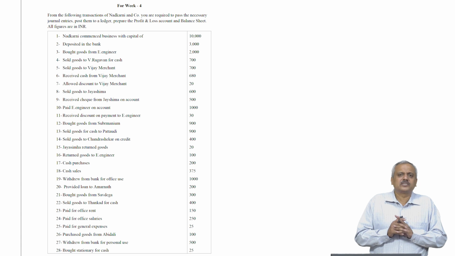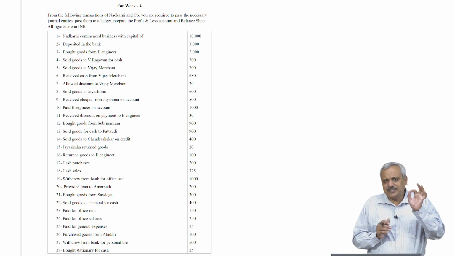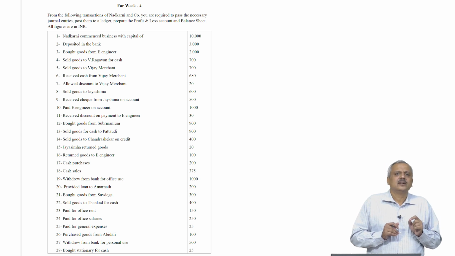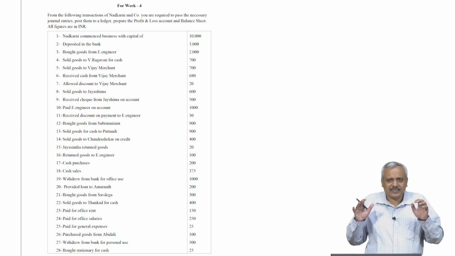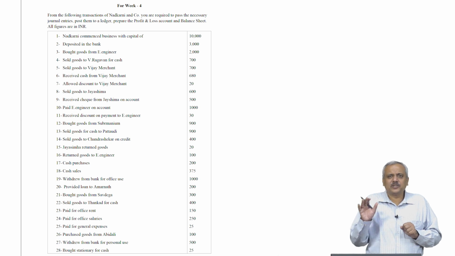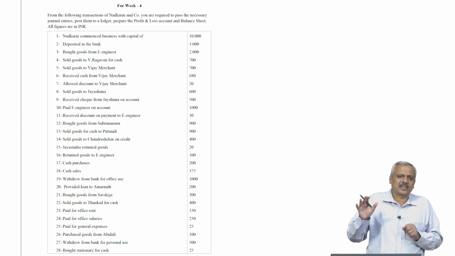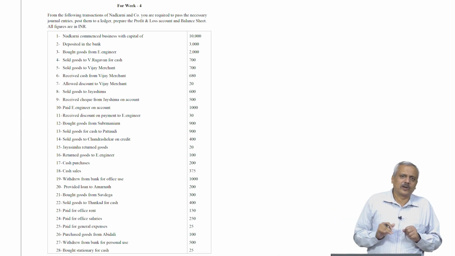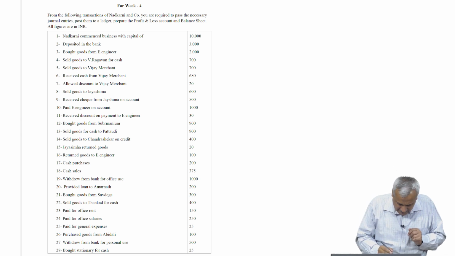First and foremost, we will take each of these transactions and pass the journal entry as of now. Once we finish the journal entries for all these transactions, then let us get into preparing the ledger accounts and so on as we go along. Now let us do the journal entry. Let me start with that.